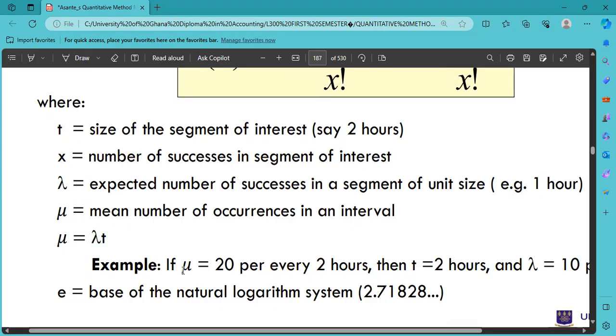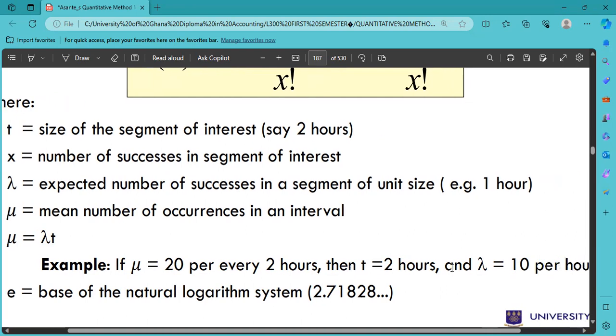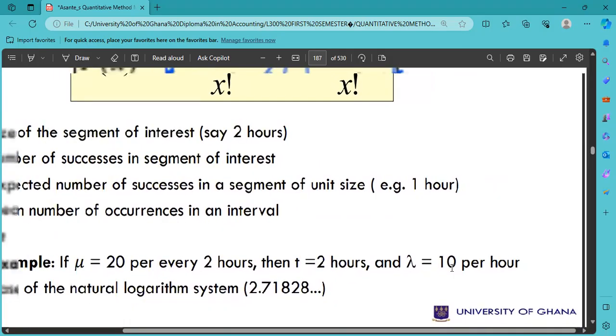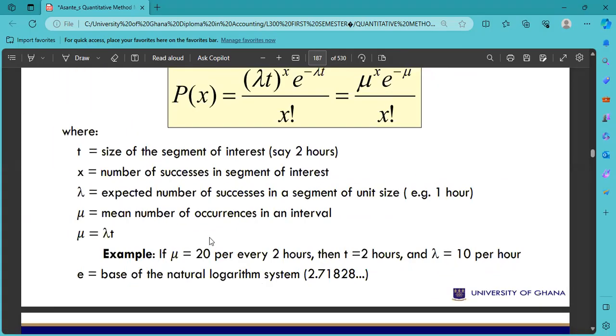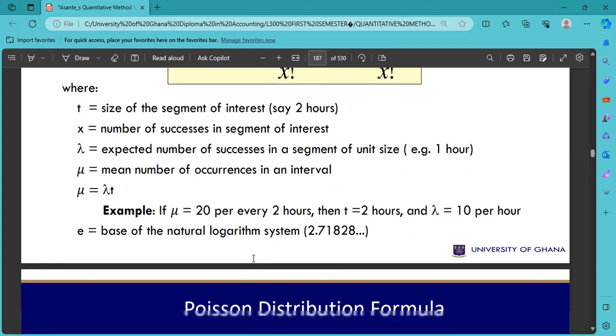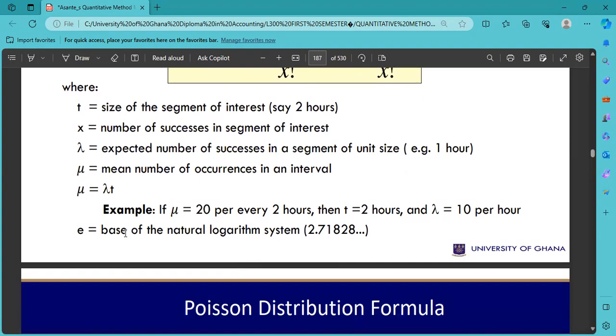For example, if mu is equal to 20 per every 2 hours, then t is 2 hours, whilst lambda is 10. Remember, on the previous page I made mention that if we want to find the mean, it is equal to lambda times t. So this lambda 10 times this 2 will give us the 20 here. And then the e there is the base of the natural logarithm system.